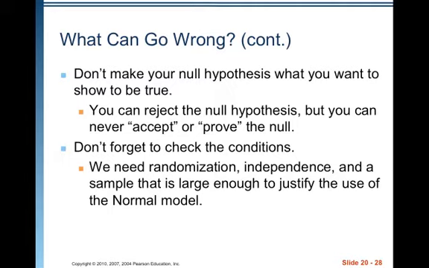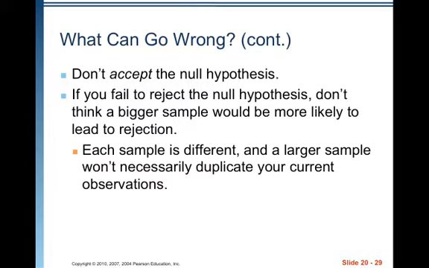Don't forget to check the conditions. We need randomization, independence, and a sample that's large enough to justify the use of the normal model. What we'll need from this sample is for the expected number of successes and the expected number of failures under the null hypothesis to be at least 10. Don't accept the null hypothesis. Never ever say that. All you can do is fail to reject it.